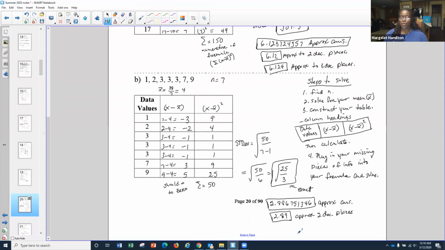Let's do our 3 decimal places. So here's 3 decimal places, the 6. But behind the 6 is the 7, so we're going to take action on that 6. So we have 2.887. Okay. And this is approximate to 3 decimal places.